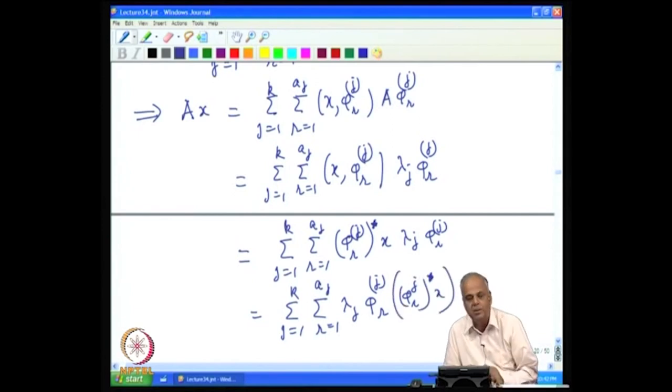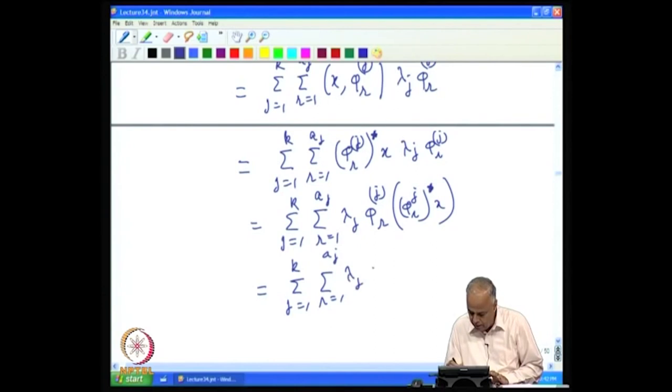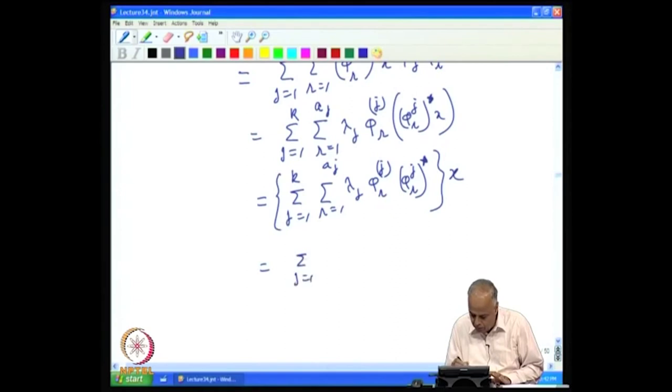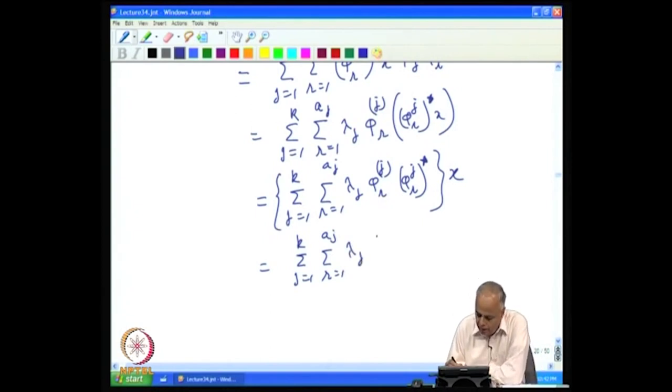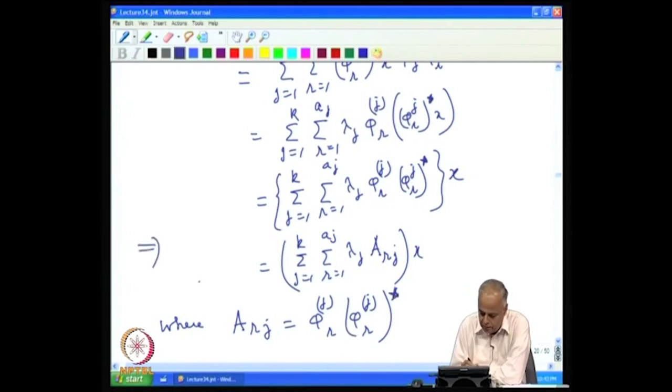This is a number, the phi_r^j star x is a number. So, this is a complete product, and we can rewrite as lambda_j, phi_r^j star, this whole thing multiplying x, because matrix multiplication is distributive. So, we will write this now as sum over j equal to 1 to k, r equal to 1 to a_j, lambda_j, we will write this as A_r^j x, where A_r^j is just phi_r^j phi_r^j star. So, this is what Ax is.